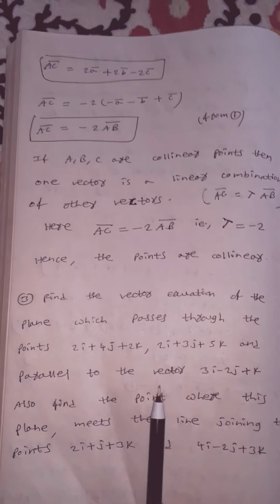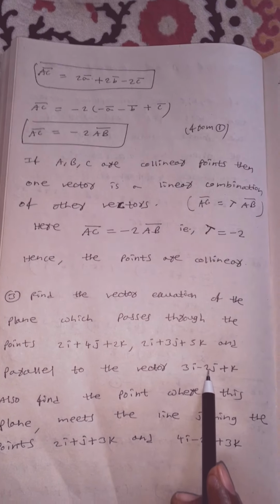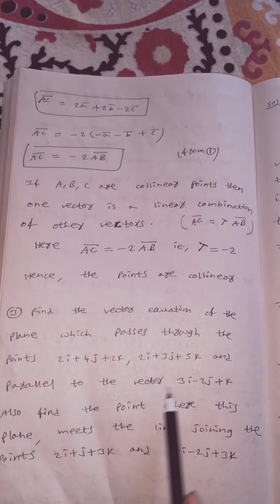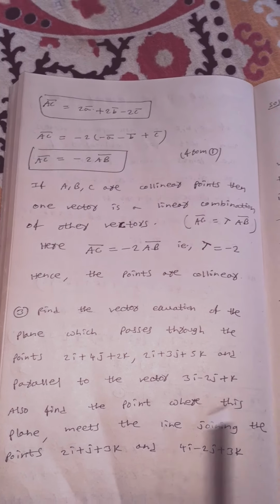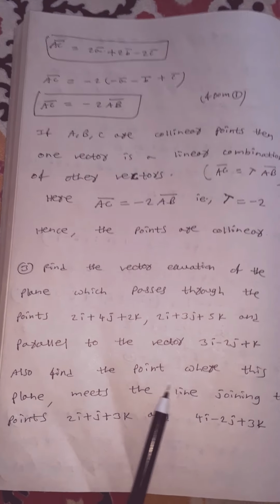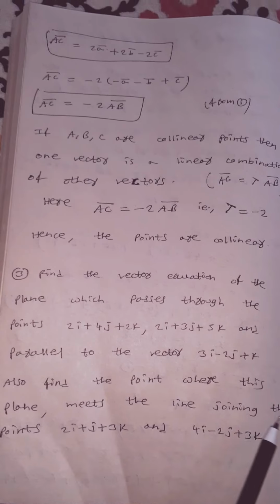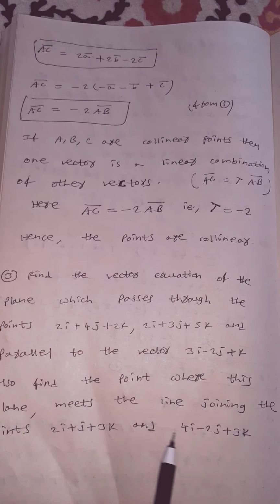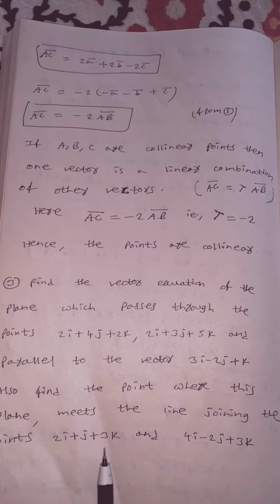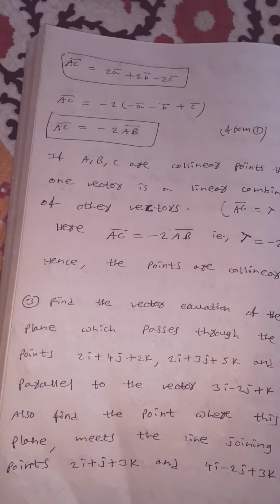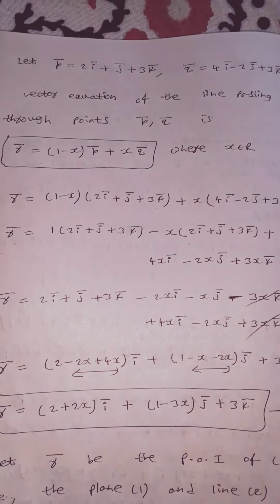Next, whatever is given, so here a bar, b bar, c bar we have taken. Up to here the first part is completed. So what is the next part, children? Second part: find the point where this plane meets the line joining the given points. So here we will take this as p bar, this as q bar. So that only I have taken, children.